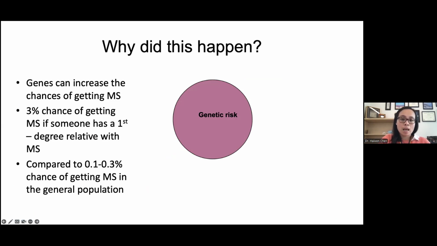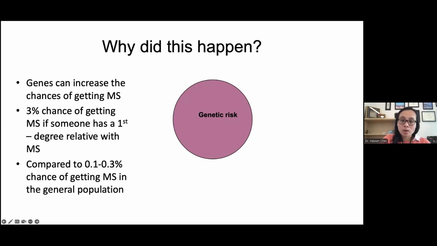So genetic risk also plays a factor. Some of your DNA or your genes can make you more susceptible to getting or developing MS. We see that there's a higher risk of MS in first-degree relatives, so about a 3% chance of getting MS if you have a first-degree relative with MS, compared to the general population, where there's probably about a 0.1 to 0.3% chance of getting MS. Clearly, it's not the only reason why people get MS.